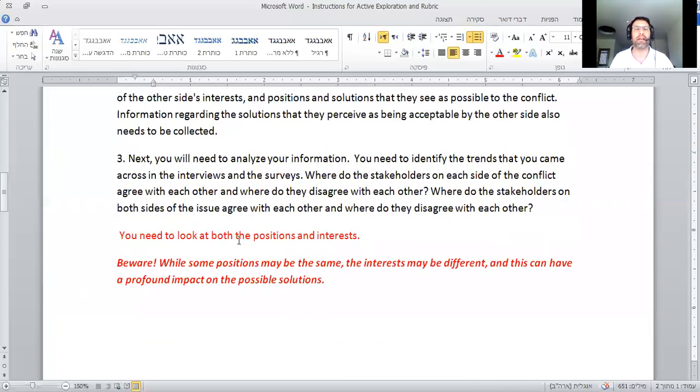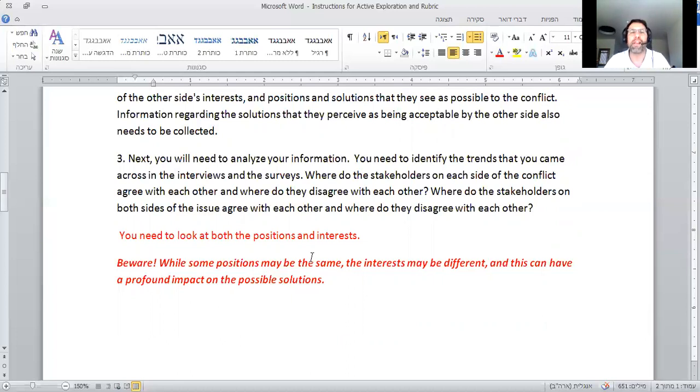You need to look at both the positions and the interests. Why they want it, what they want, and what needs, wants, and resources are in conflict with each other. You also want to see what needs, wants, and resources are in common with each other.